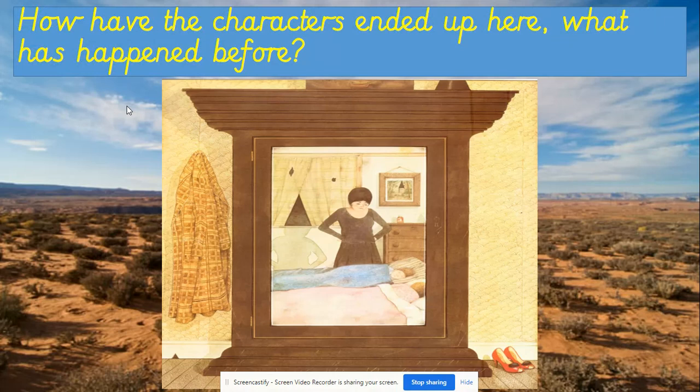How have the characters ended up here? What's happened before? Okay. If you look at that room, you look at the curtains, the holes in them suggests it's not a very well kept house. Is it the house where the children are growing up? Have they gone to stay with somebody else? Why is the house in that state? The clothes around the wardrobe in the picture don't look like they belong to the children, so where are they? Which room are they sleeping in?